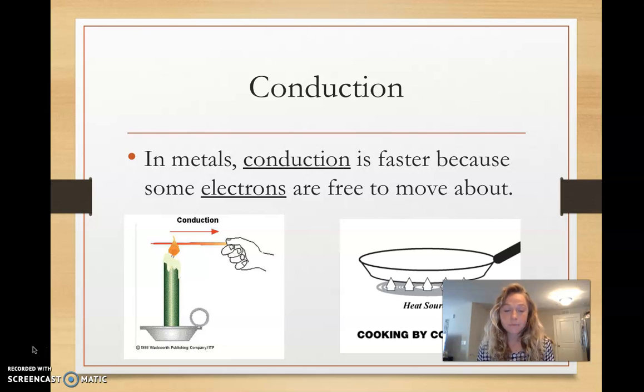So, conduction in metals. In metals, conduction is going to be faster because some electrons are free to move. If we look back at the periodic table, when we were talking about electrons, they had electrons that could move all over the place. Well, that's why they're going to be able to heat up quicker.